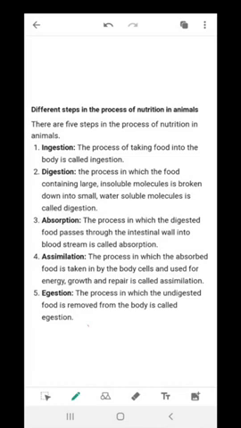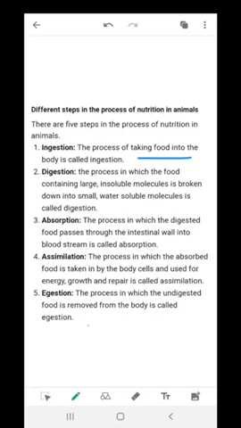So students, after learning the process of digestion in human beings, it is very clear there are 5 different steps in the process of nutrition in animals. The first step is ingestion. The process of taking food into the body is called ingestion. The second step is digestion. The process in which food containing large insoluble molecules is broken down to small water soluble molecules is called digestion.